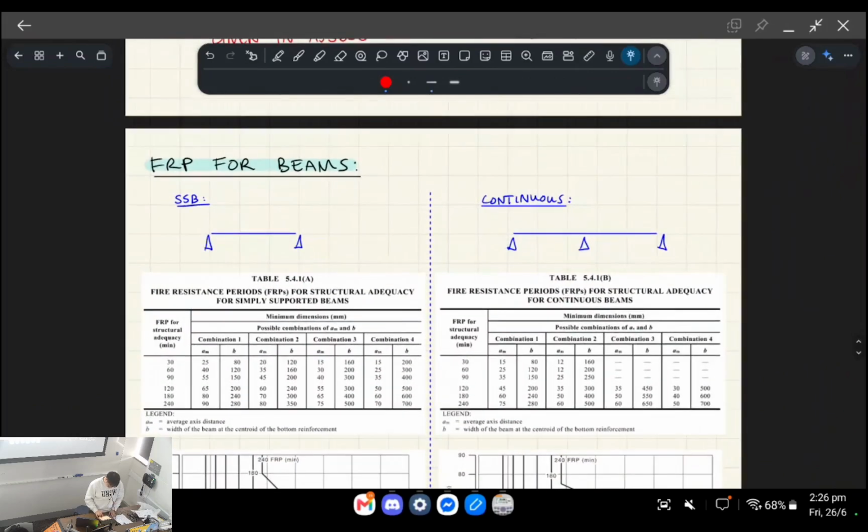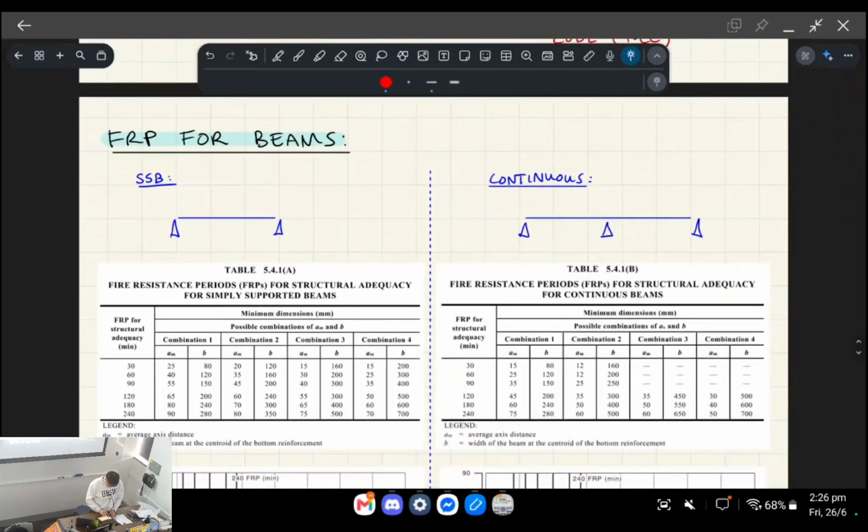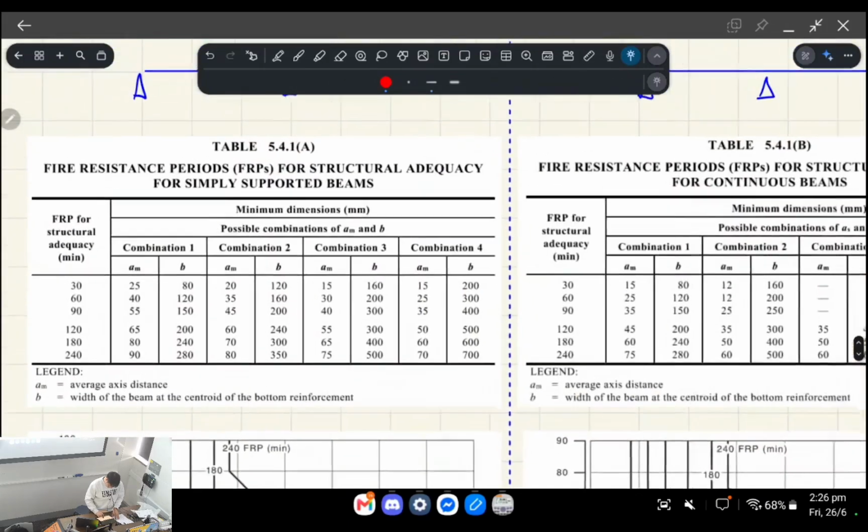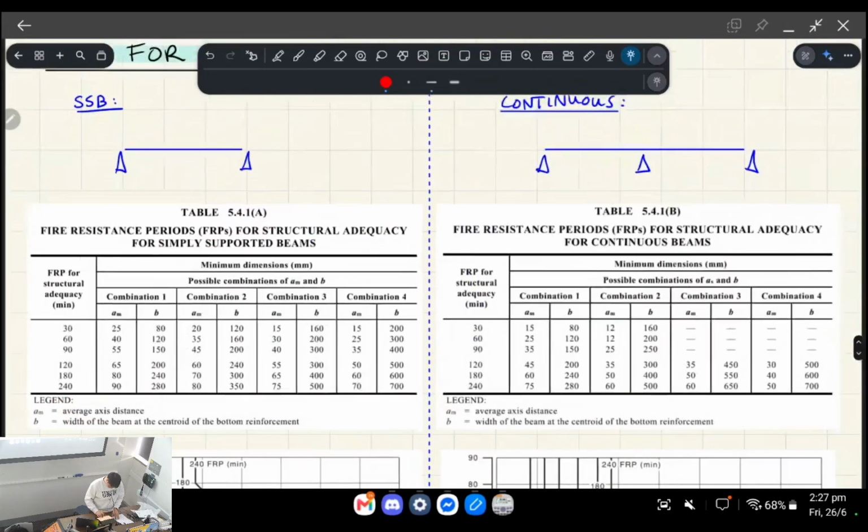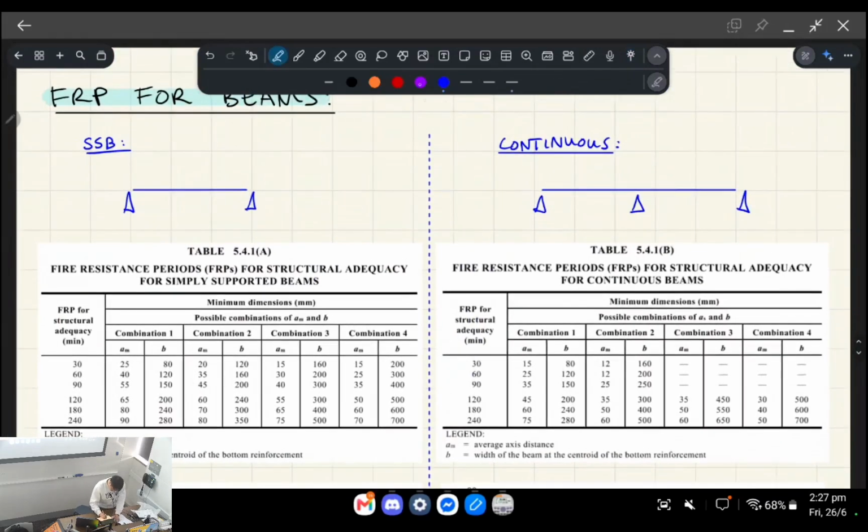So, here is like tables from the code. So from AS3600, I've shown you two, right? The one on the left is for a simply supported beam, and the one on the right is for a continuous beam, okay? So let's just talk about the simply supported beam first, and this might not immediately make sense what this is referring to, but let me illustrate something for you.